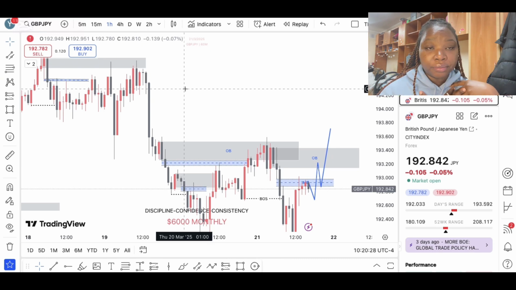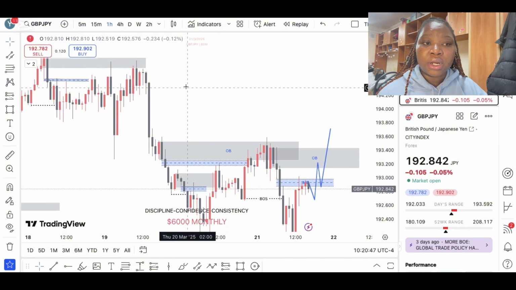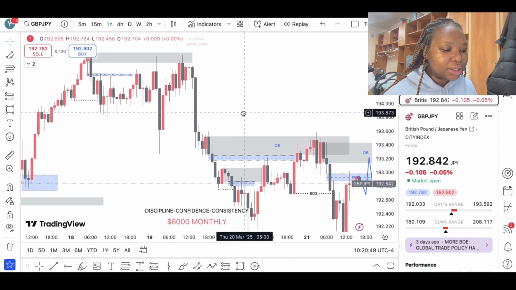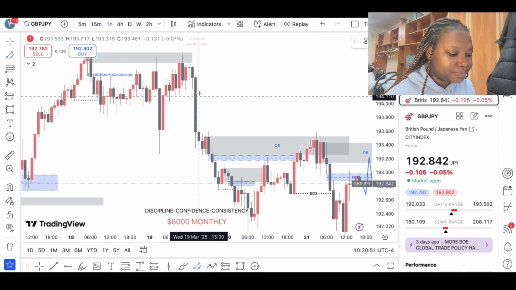I have traded gold before and I'm still trading gold, not as frequently as I used to. But what I've noticed from studying is that gold respects fair value gaps a lot. What I've noticed with JPY is that JPY respects order blocks a lot, especially on the 1 hour time frame. Now this is a fair value gap here.